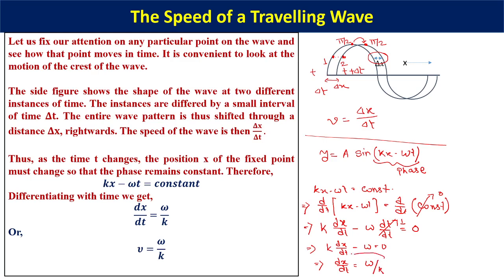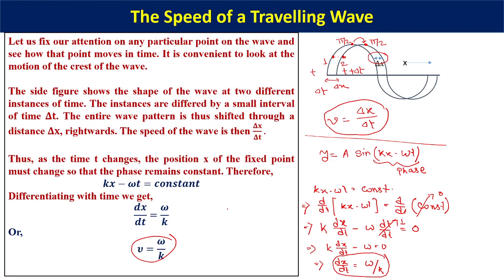This is nothing but the velocity of the wave, because dx/dt we have already evaluated, and the velocity of the wave is given by dx/dt. So this quantity omega by k, the ratio of angular frequency to the angular wave number, gives you the velocity of the wave.